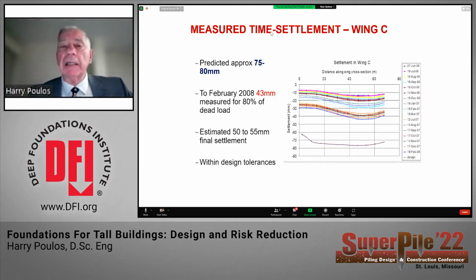When we compared measured and calculated time settlement predictions, here is the distance along wing C, one of the three wings. Here is the settlement. And these are measurements taken at different times during construction. And this was the one that I mentioned in February 2008. And the maximum settlement there was around 43 millimetres. This was the predicted final, long-term settlement, which was in the mid 70 millimetres maximum. The shape was not dissimilar, and I think we estimated that probably the most likely final settlement would be somewhere between 50 and 55 millimetres, and that was certainly within design tolerances.